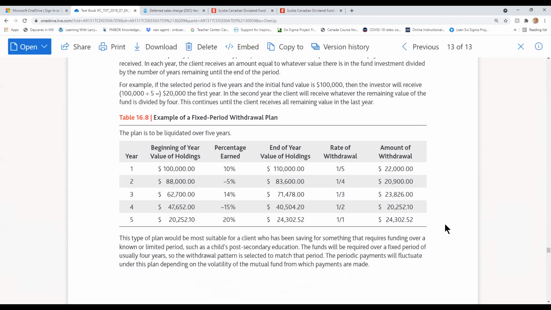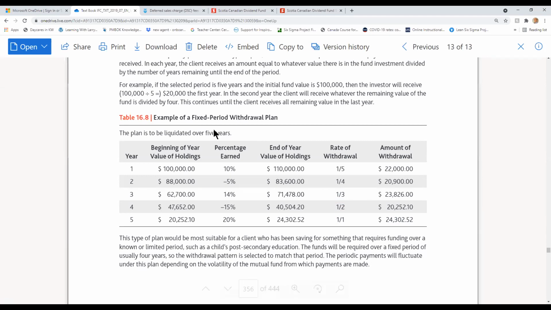Clear? Yes, sir. I don't understand this one. So, okay, you take out 1 over 5 of 110, and that's going to be 22,000. Then you subtract it.